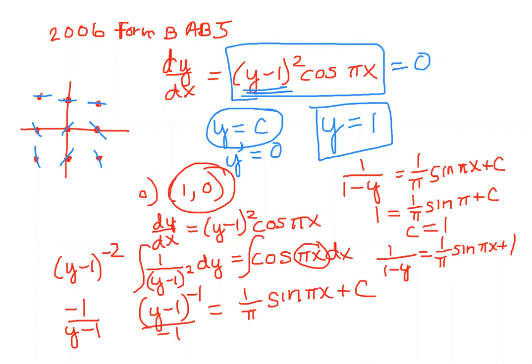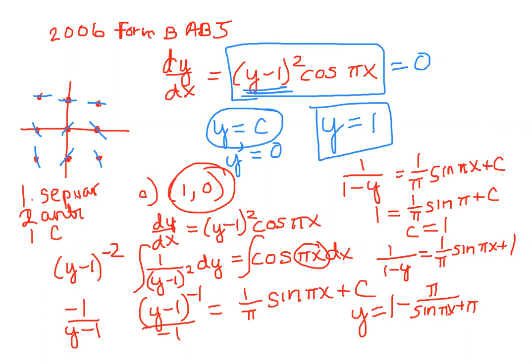And then I'm going to solve for y. There's a lot of ways that you could do this. I'm just going to give you the answer right here. Y equals 1 minus pi over sine pi x plus pi. And that's your answer. So you got 1 point here for separation of variables. You get 2 points for the antiderivatives. You got 1 point for the C. You got 1 point for the initial condition, and you get 1 point for the answer.